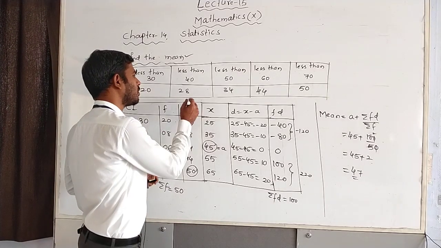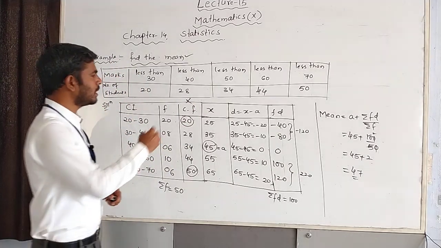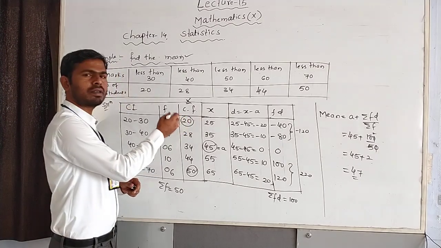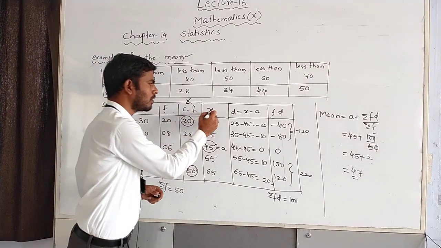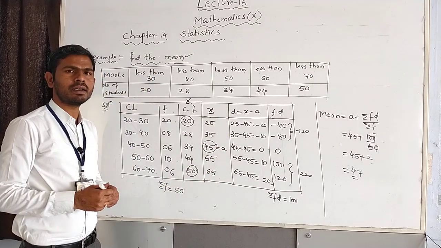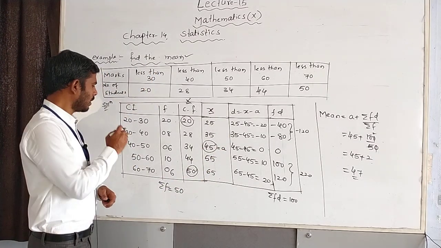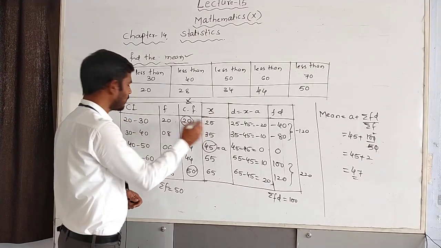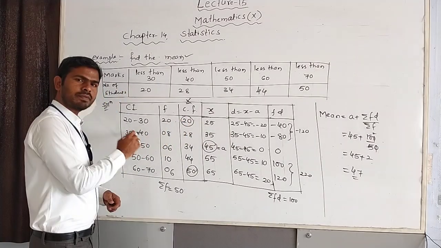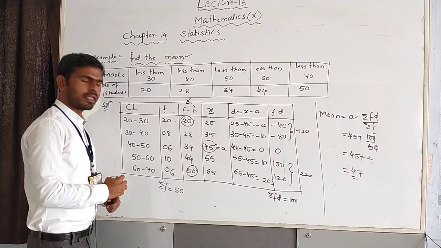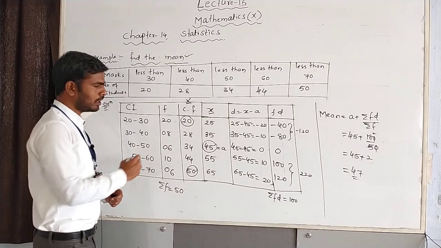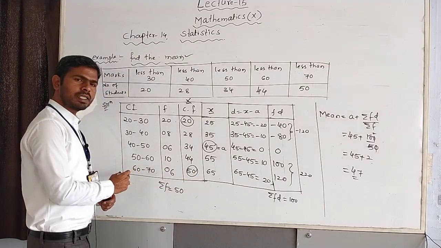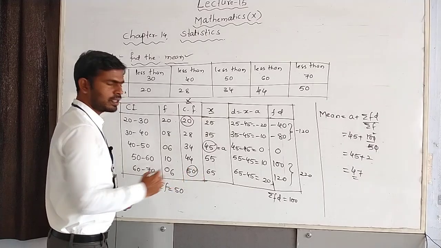So the CF column is not required to find the mean. The CF column is required to find the median only. First CF is given, that's why I have to convert CF to the F. Next you have to find out the X. X means class mark, lower limit plus upper limit divided by 2. Lower limit is 20, upper limit is 30. 20 plus 30, 50 by 2 means 25. Next 30 plus 40 is 70, 70 by 2 means 35. 40 plus 50, 90, 90 by 2 is 45. 50 plus 60, 110, 110 by 2 is 55. 60 plus 70, 130, 130 by 2 is 65.